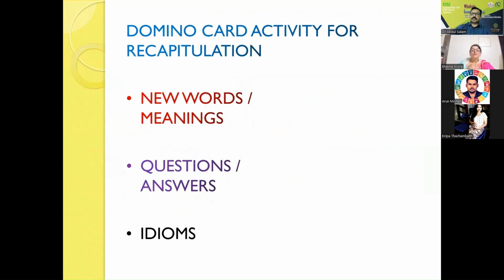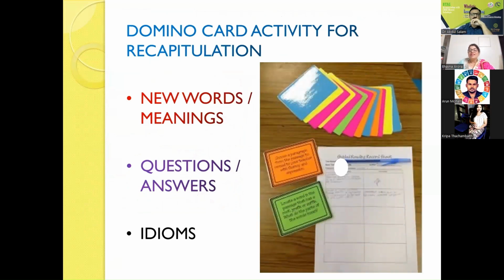You can always do that. Now, this is the domino card activity. I have actually recorded it, because some of the teachers wanted to see it. Now, how do we play this? You take visiting-card-like cards, and then you write some new words or small terms or definitions on one side, and on the back side of it, you write the meaning or the definition or the answer of a short question or some other question. So the same card doesn't have the same question and answer. And then you distribute it in the class.